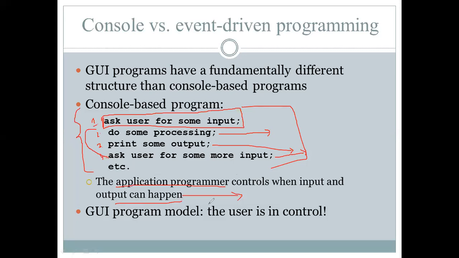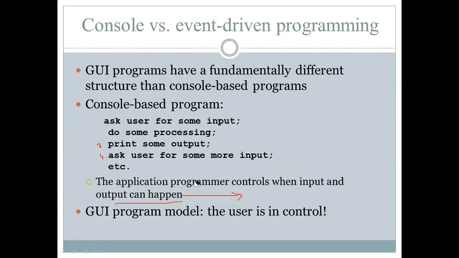Okay, the GUI program model. If it is a GUI program model, then the user is the controller. Fine. If you are designing for the GUI control model, then who is the controller? In this case, the user who is using the GUI mode is the controller. So let us see how event-driven programming is different from this.